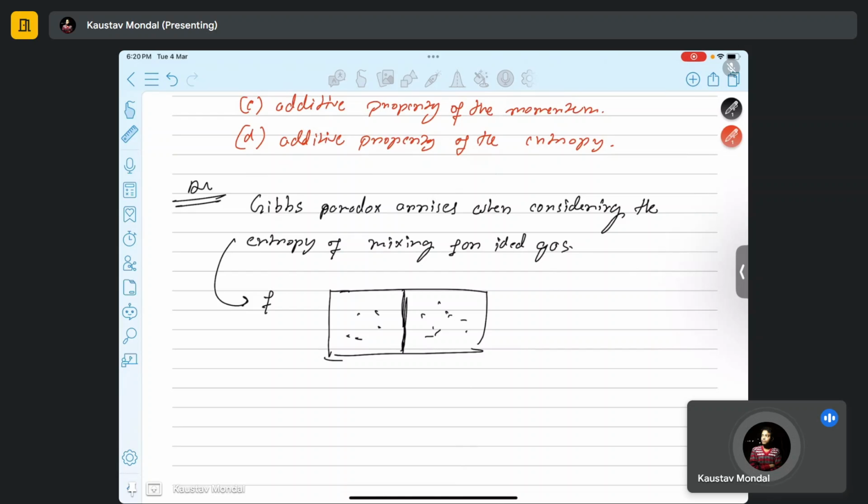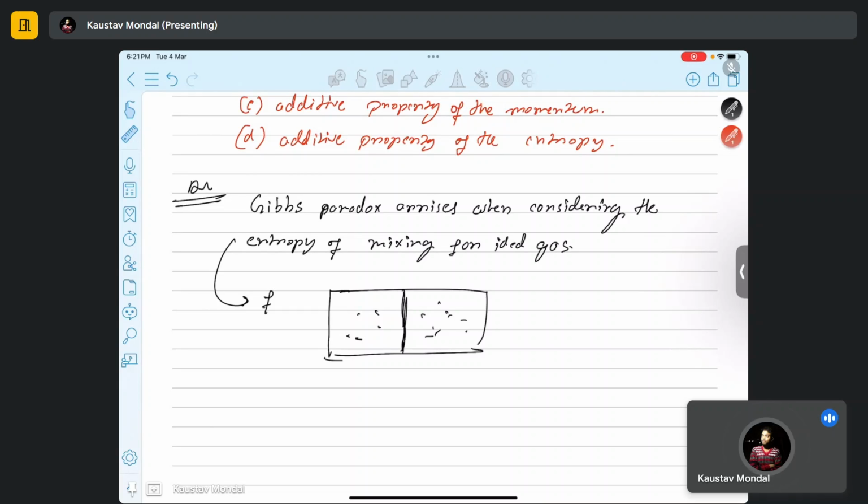The entropy that we are calculating after mixing and before mixing is computed by considering the gas as distinguishable, although they are identical. Still, we are considering them distinguishable, and that leads to an incorrect result, and that is the reason why the Gibbs paradox arises, okay?